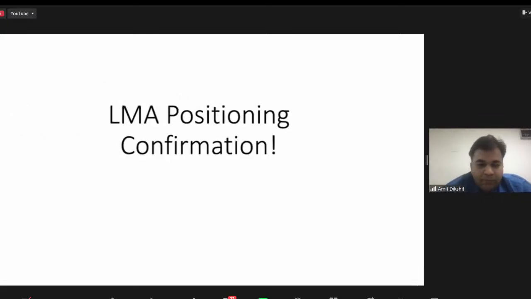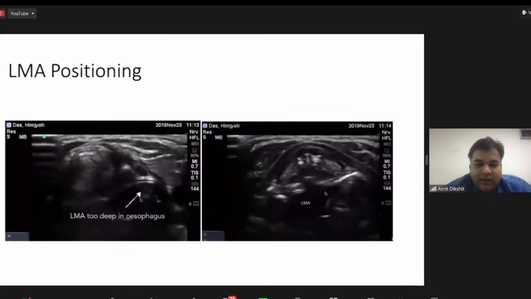So LMA positioning is another important aspect, and if you have a probe just in the same position where you have placed it for ET tube, you can see whether it is getting dislodged. You need to have a focused question and you try to find answers. So we are not having any specific answer. If you have some specific question, correlate with the anatomy, try to see ultrasound anatomy and try to adjust. Some people have looked at the anatomy and they have changed the position of LMA so that it suits well. So this can be an additional step.